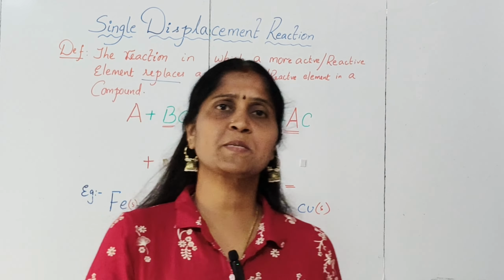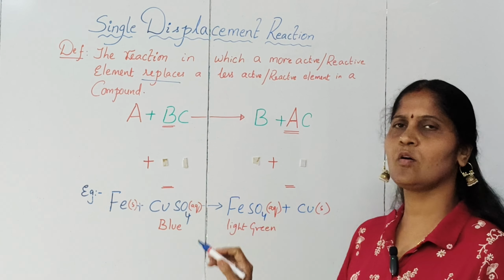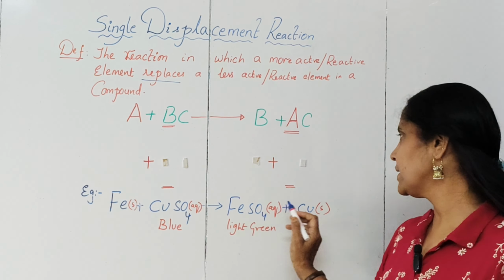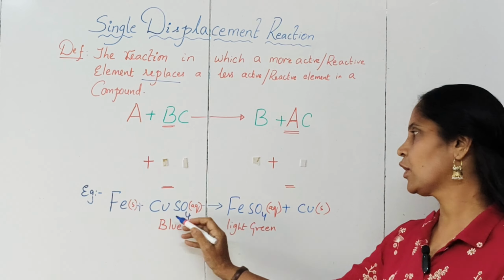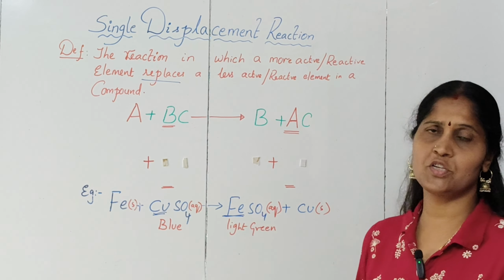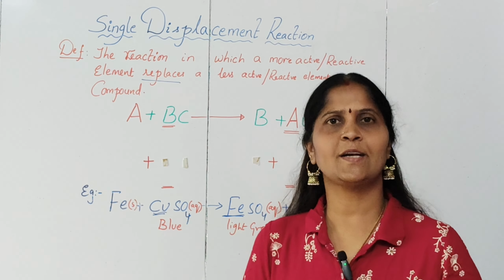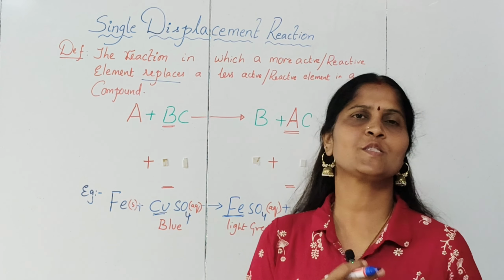So this can also be explained through an example. Iron, which is solid, reacts with copper sulfate and it will form iron sulfate and copper. So the copper here is replaced with iron, which is more reactive in nature. Like this, displacement reactions will proceed. Let us understand through a simple experiment and also some more examples.